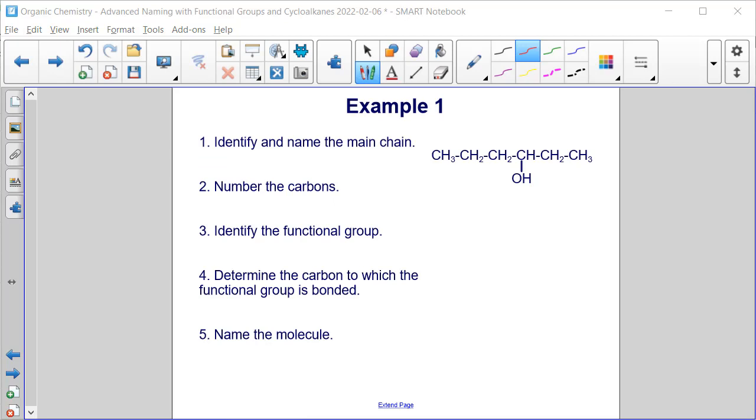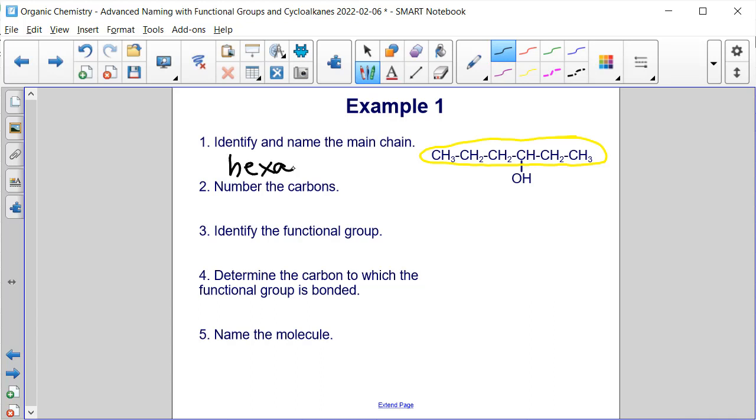All right, so here's example 1. We have a structure shown here, and we need to identify the carbon-carbon chain and ultimately name the molecule. So step 1 is the same as it's always been. We need to identify and name the main chain, our parent carbon chain, the longest carbon chain we can find. So this one is pretty straightforward. If we start here, 1, 2, 3, 4, 5, 6. This is our 6 carbon chain. And remember that a 6 carbon single bond chain is called hexane.